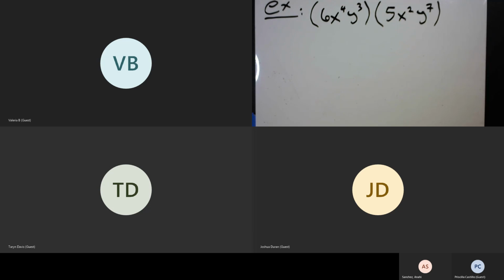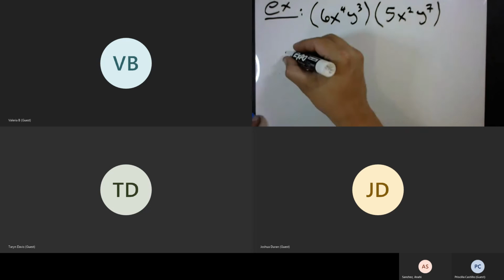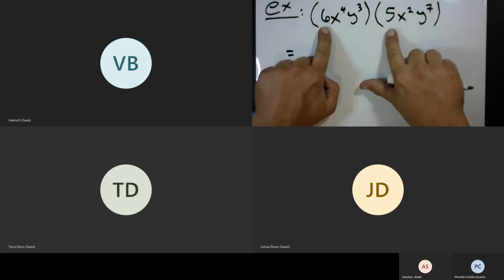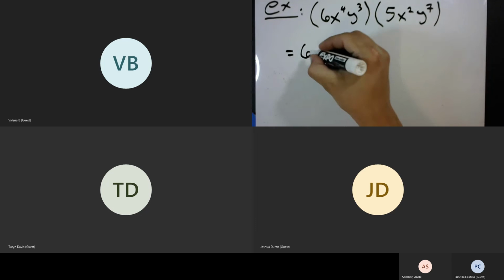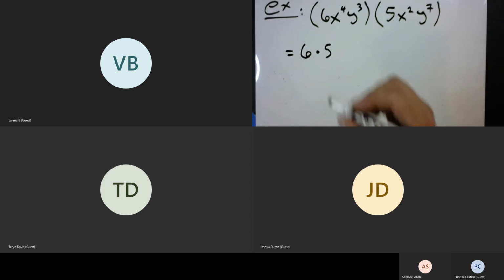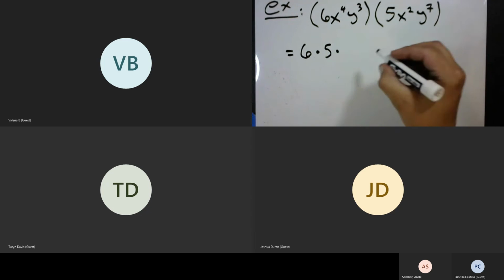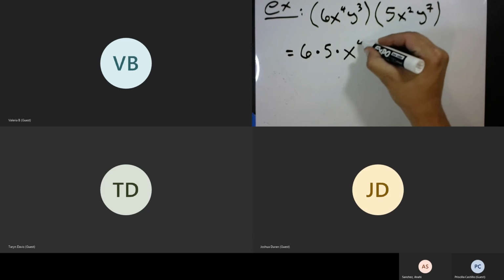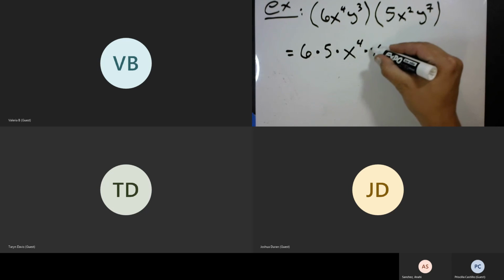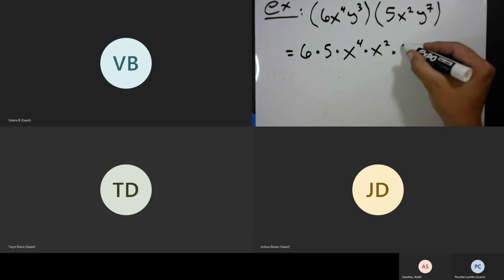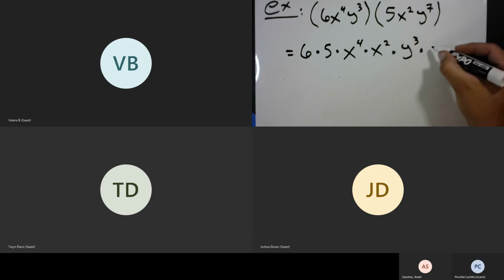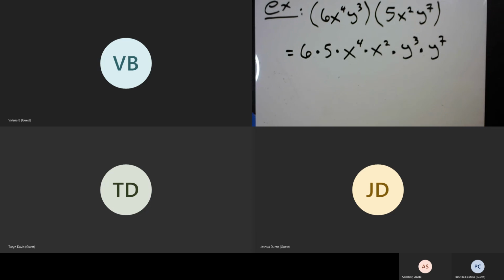So let's say we're going to do this. Well, we can combine the 6 and the 5. It'll be 6 times 5. And then we have x to the 4th times x squared times y cubed times y to the 7th. So I'm going to group the variables into x's and y's. Now this here is 30.